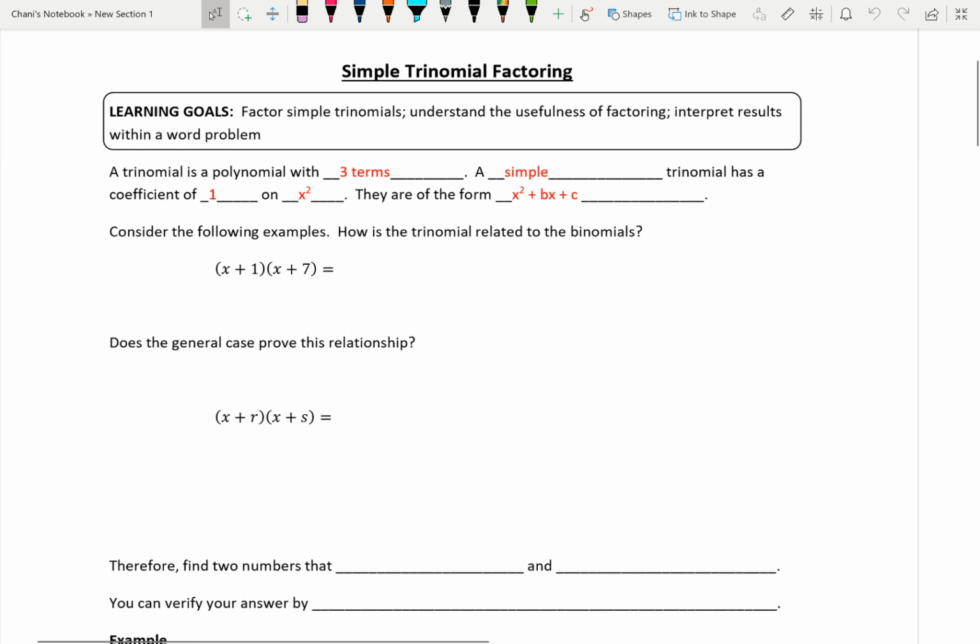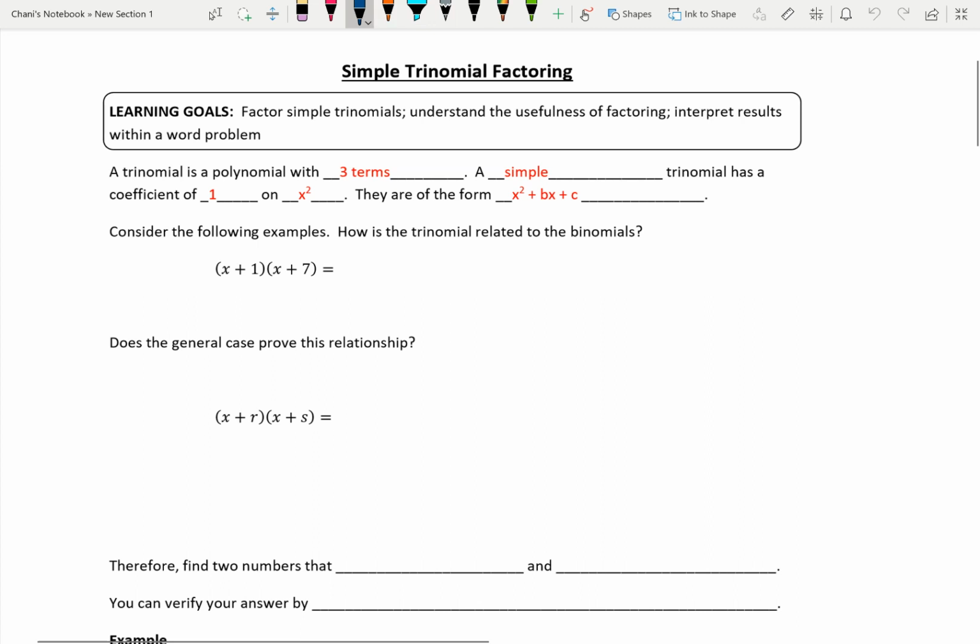A trinomial has three terms. A simple trinomial has a coefficient of 1 on the x squared. So instead of thinking about it as ax squared plus bx plus c, it's really just x squared plus bx plus c because our a value is 1. Our coefficient on x squared is 1.